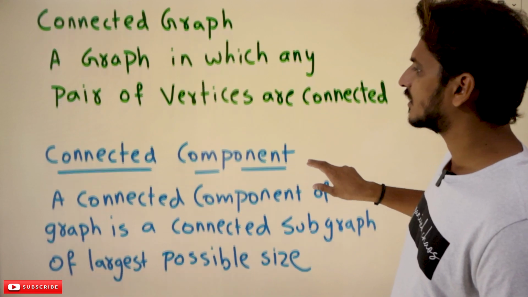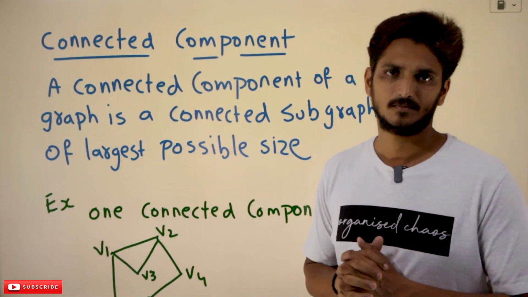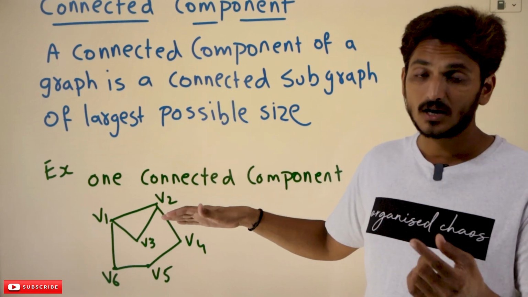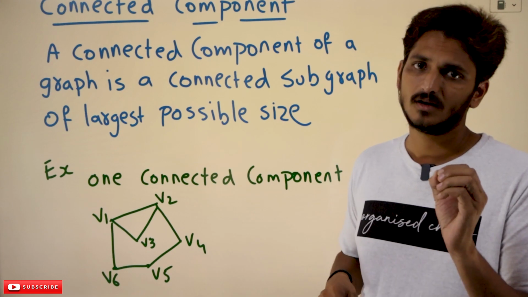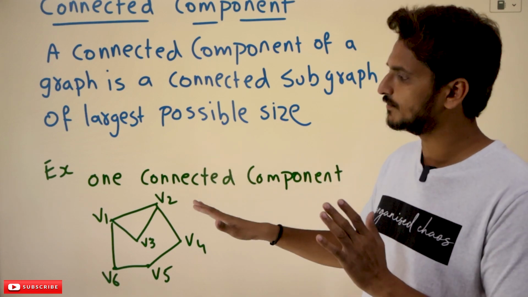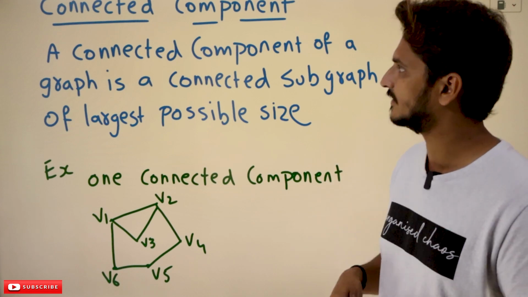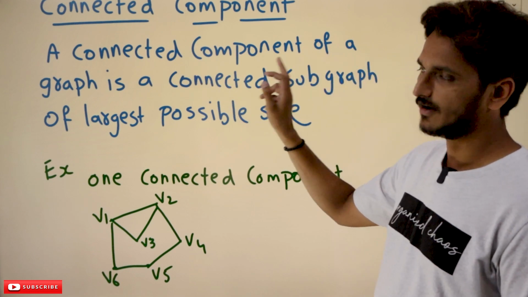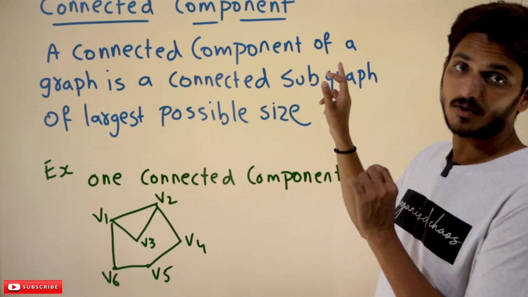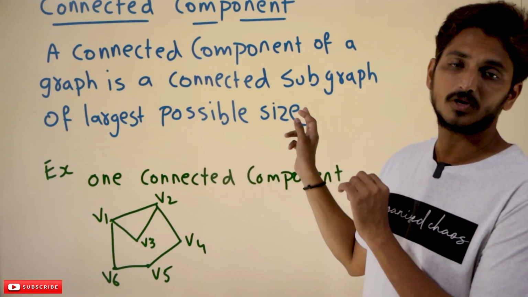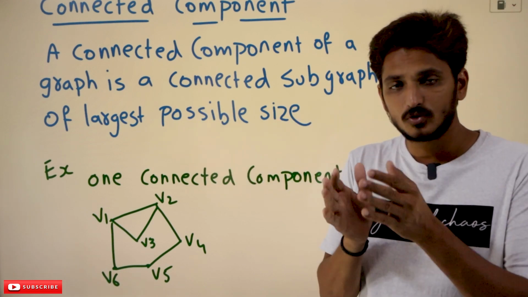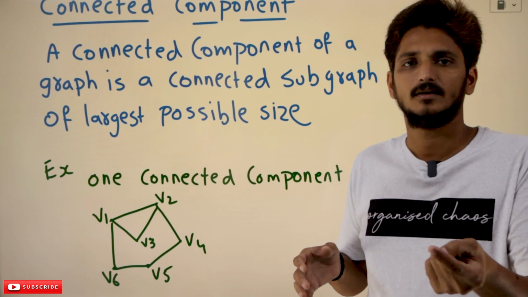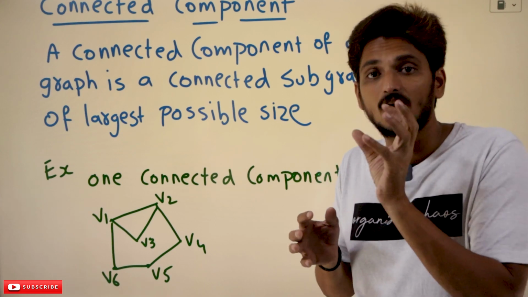Now try to understand the concept of connected component. By the end you are going to get clarity about what a connected component means. Initially it will be a bit confusing in the first example. With the second example, you are going to get clarity. A connected component of a graph is a connected subgraph of largest possible size. From the graph, you take a subgraph of largest possible size which is connected. That we call a connected component.